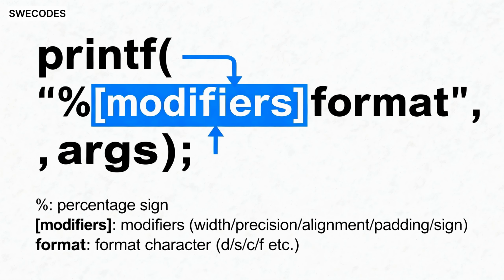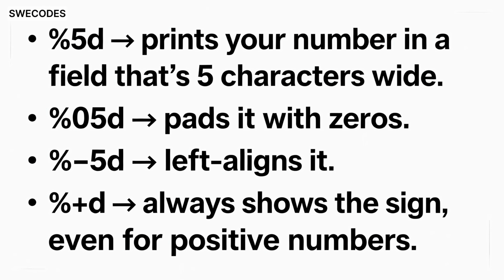Between the % and the format character, you can actually insert modifiers, special codes that control width, precision, alignment, padding, and sign display. For example, %5d prints your number in a field that's 5 characters wide. %05d pads it with zeros. %-5d left aligns it. %+d always shows the sign, even for positive numbers. These tiny details make your console output look intentional, not accidental.